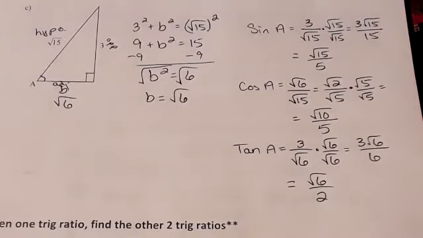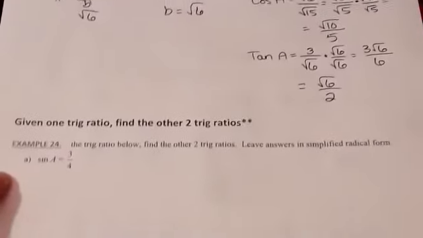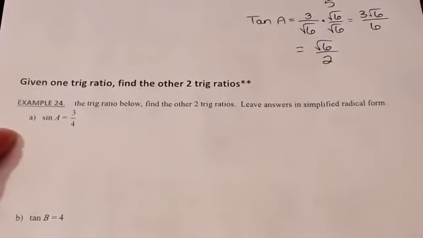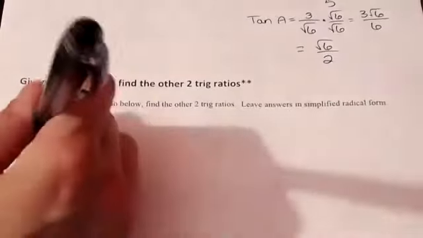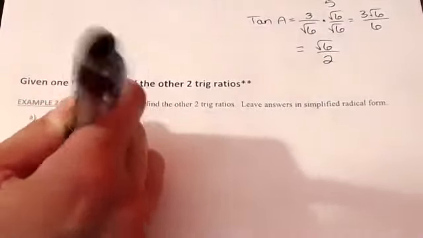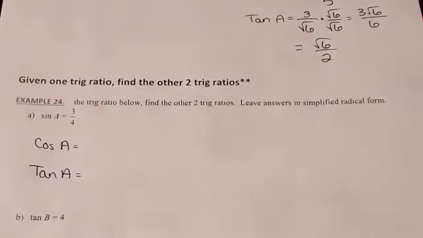Okay, hearing no questions, take a look at example 24. With example 24, we're given the first trig ratio, sine of A is equal to 3 over 4. What we're looking for is, well, then what's cos of A and what's tangent of A, right? Now, interestingly enough, for this particular problem, we weren't given a diagram. We were just told that sine of A is 3 over 4.